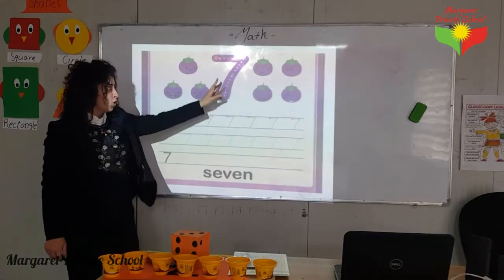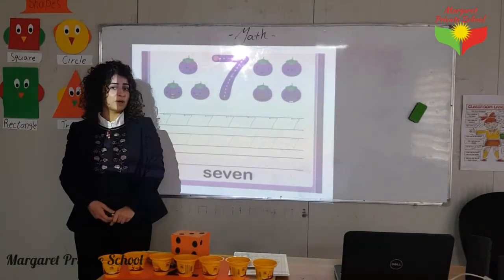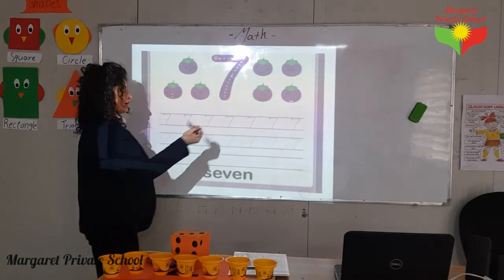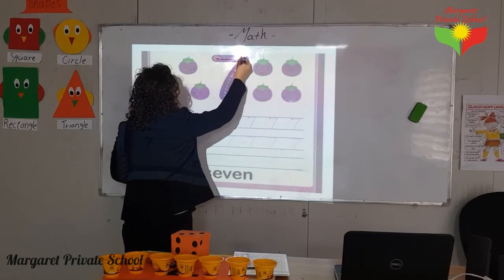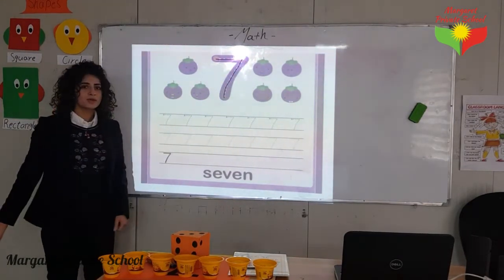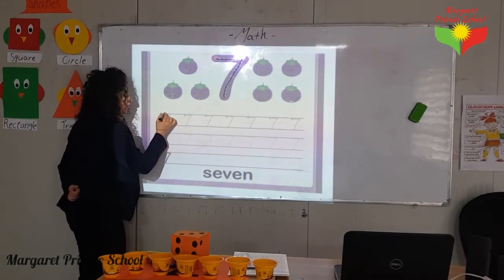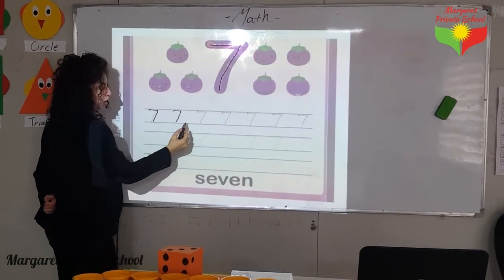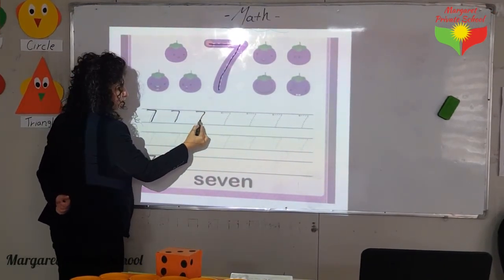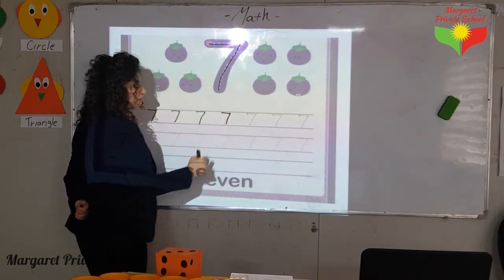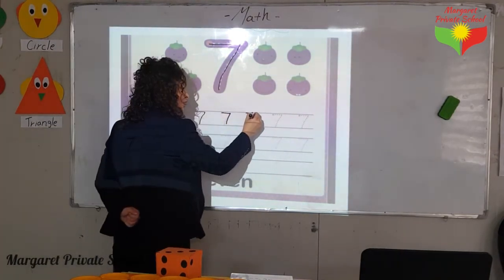Now, so what's this number? This number is 7. How do we write this number 7? This way. We will start from here and end here. Repeat after me. Write it this way. So write number 7 this way.